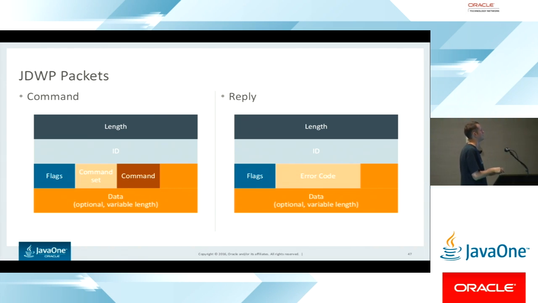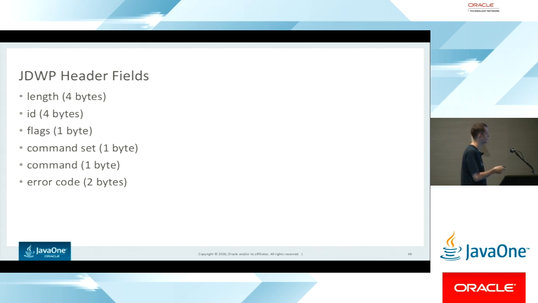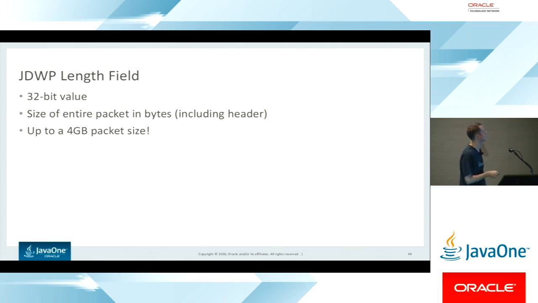For flags, there's only one flag that exists as of today, and it just distinguishes between command and reply. So it's pretty simple. And then the command sets I'll go into in a second. So let's just go on to those. Just to reiterate, we have all these different header fields. The length, again, is a 32-bit value. That's huge, right?